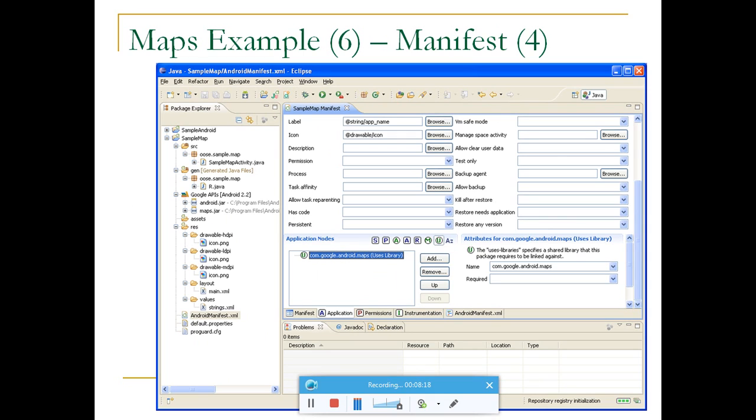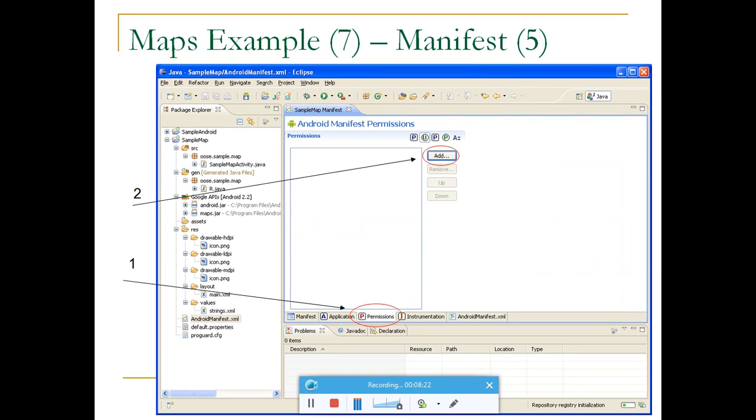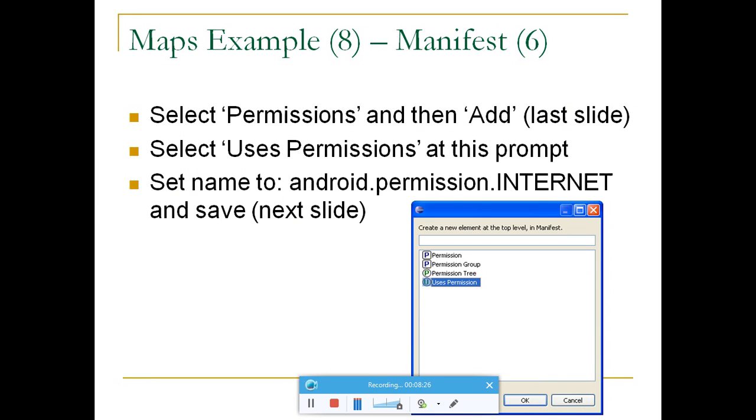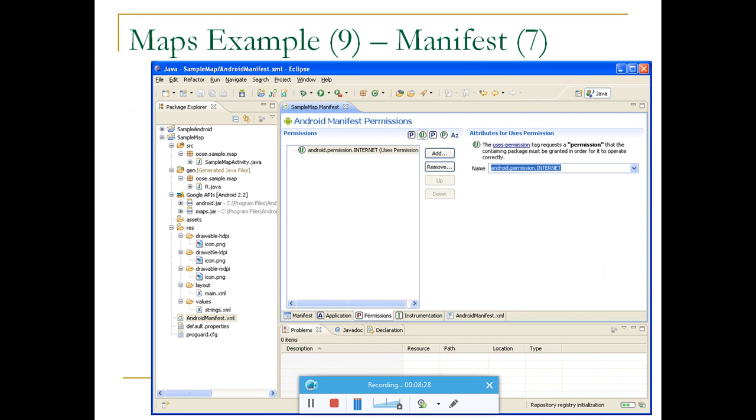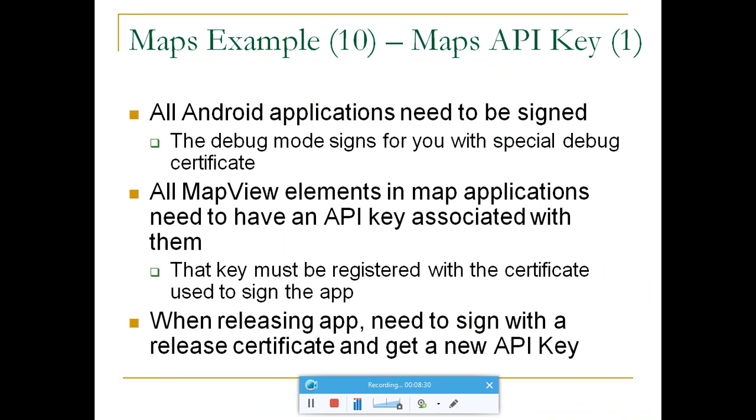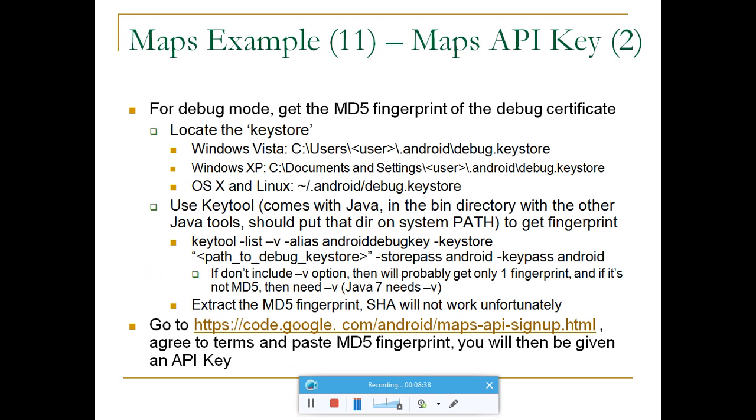Next, specify the name, and add the permissions option, uses-permission, for the Maps example. For the map view element, the application needs to have an API key associated with it. For the Maps example, locate the keystore and use the key to get the map API key.